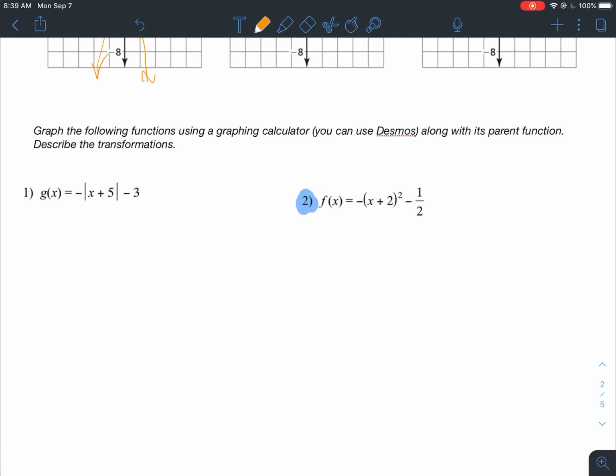So to describe the transformations, we are left 2 units, down 0.5 units, and then reflected over the x-axis.